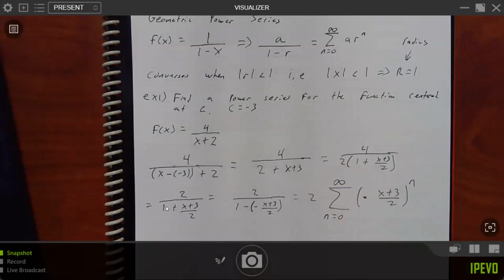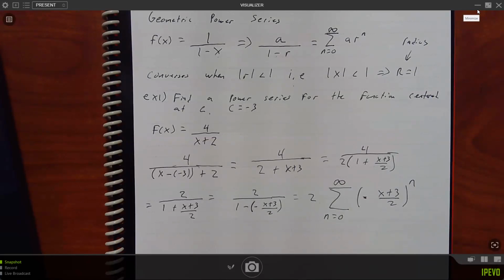Yeah, okay. Can you make it a little bit bigger? Oh, yeah, sorry, forgot about that. No, I thought I was maximized.